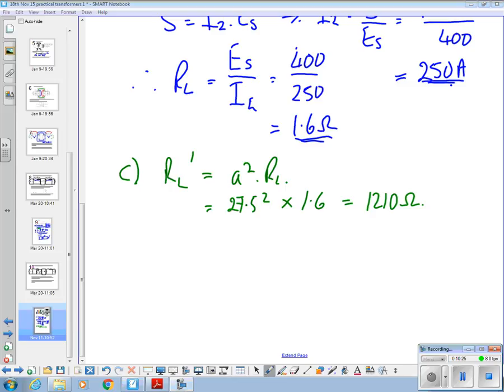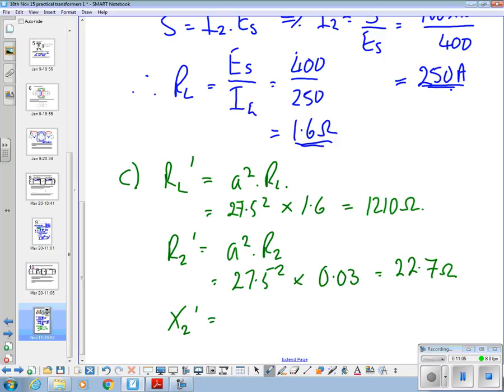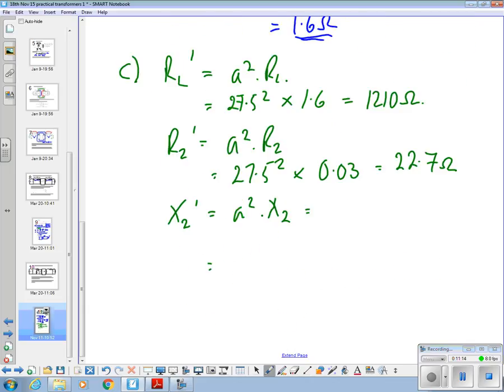And we've got to do R2 dash, again that's A squared times R2. 27.5 squared times R2, which was 0.03 ohms, gives 22.7 ohms, and X2 dash is A squared times X2. That's 27.5 squared times 0.008 equals.